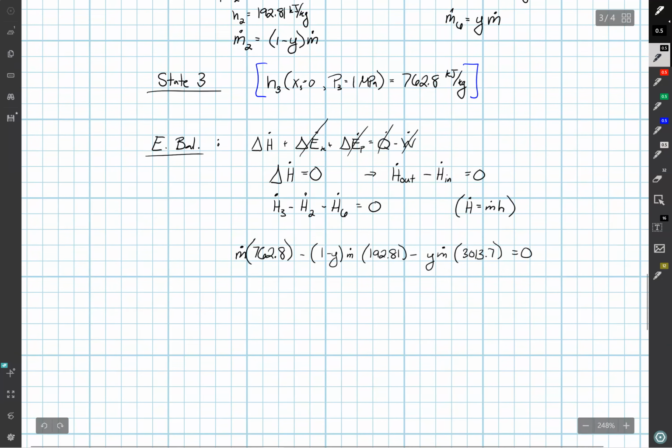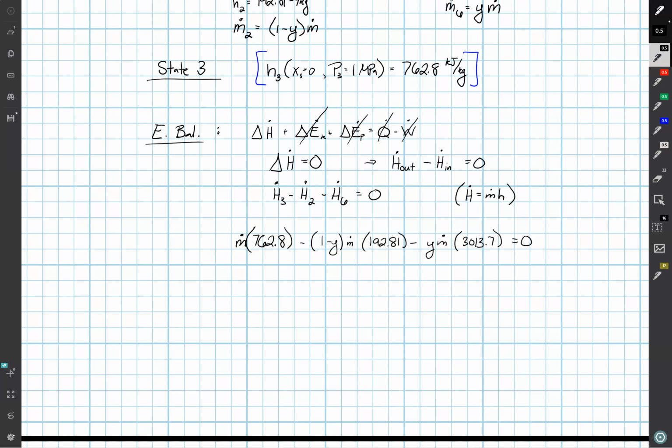We can go through and do the algebra, and this will tell us basically what Y is. We can solve for Y, that's our unknown in this case. The M's cancel out, so we're going to drop all of the M's because we just divide by M. 0 divided by M is still 0. We can solve for Y algebraically. 762.8 minus 192.81, all divided by 13.7 minus 192.81. So this tells us that Y is equal to 0.202.